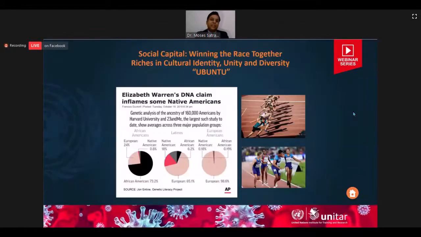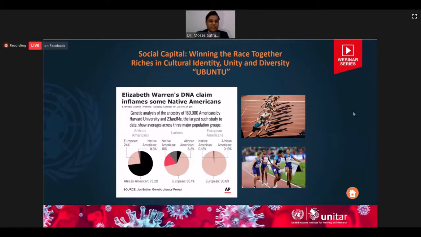Now, if you look at social capital, winning the race together: competing is good, but collaborating is the winning formula. There are riches in cultural identity, unity, and diversity. The concept of Ubuntu needs to be understood: I am because we are, or I am who I am because of you, and you are who you are because of me. This is a wonderful concept of humanity depicted through this definition.